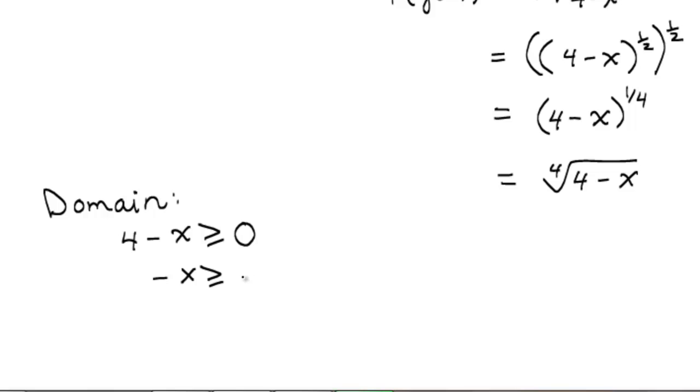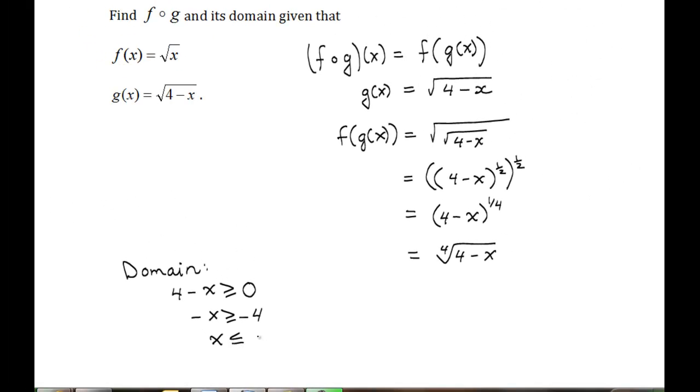Now I'm going to multiply both sides by negative 1, but in doing so I must flip the inequality. So this is what I'll get. x must be less than or equal to 4. And that appears to be the only restriction here. So I'm going to write down what the domain is. The domain: x is such that x is less than or equal to 4.